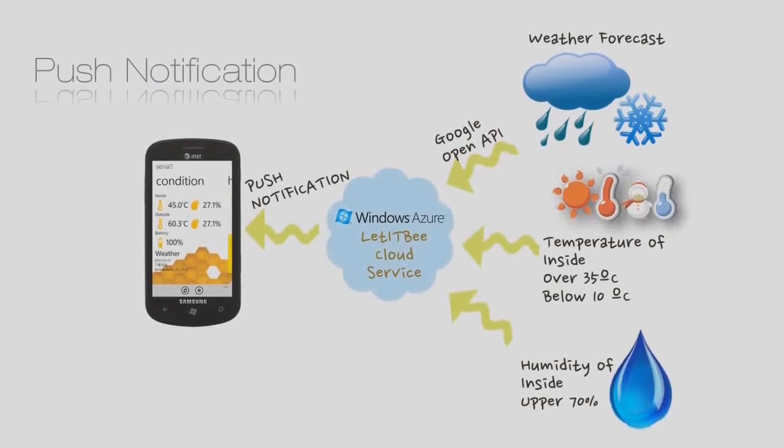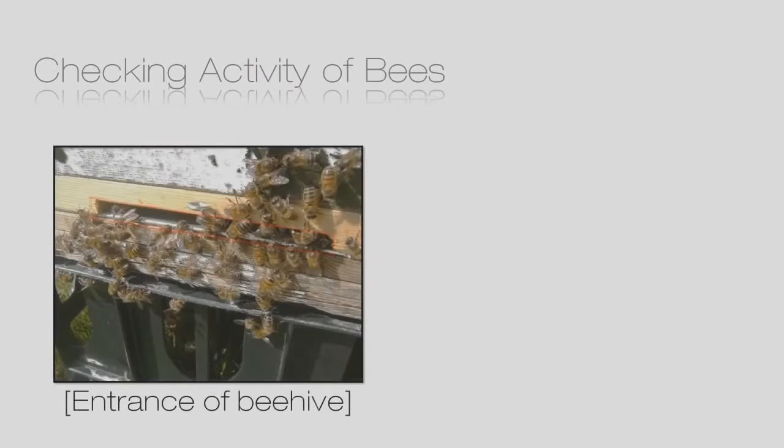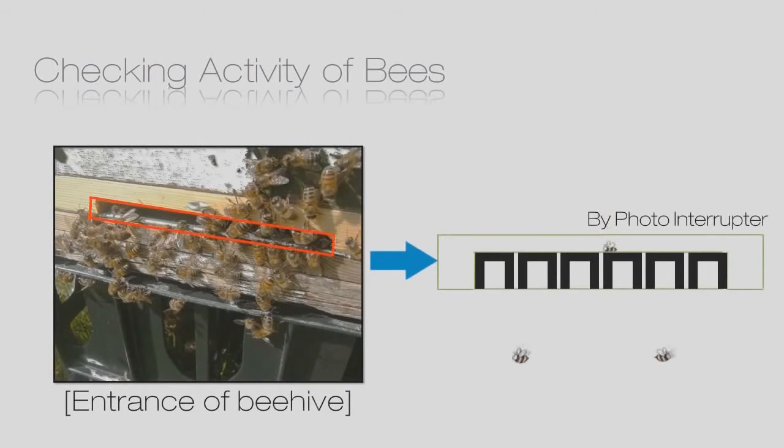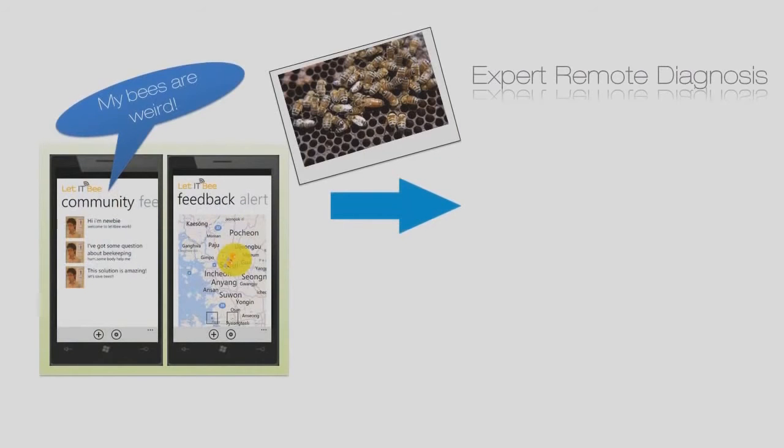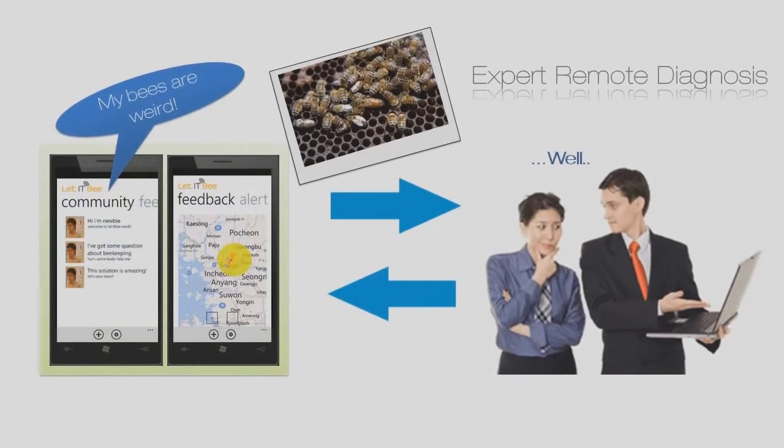Environmental factors are important to bees. If some signs that are not good for bees are found, then the device sends a message to Azure immediately, and the user can get a push notification. Sensors installed at the entrance of the beehive can measure the amount of activity of bees. It's great information for recognizing the beehive's health. An expert beekeeper can recognize whether a beehive is healthy or not. So if the user takes a picture of a beehive and uploads it to the community, then an expert beekeeper replies about that.